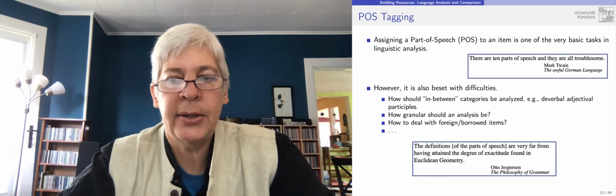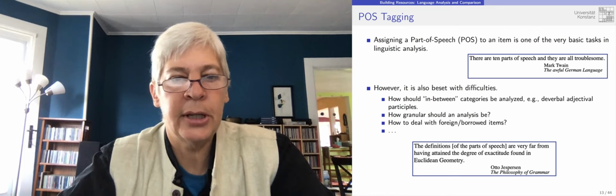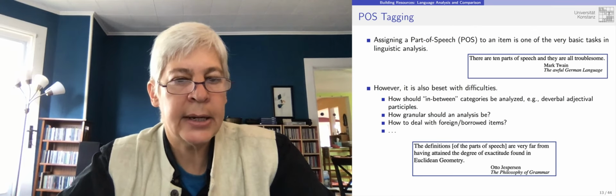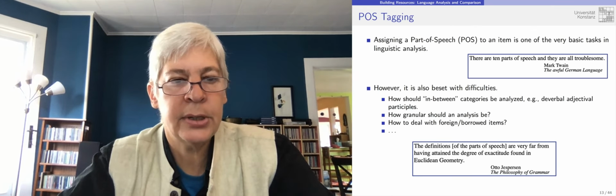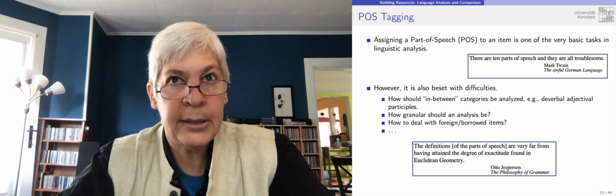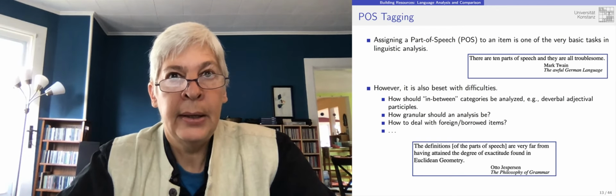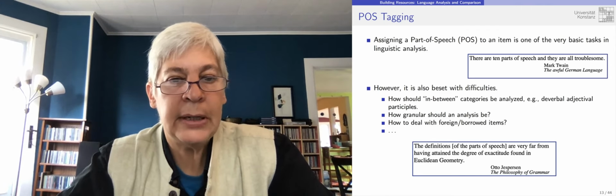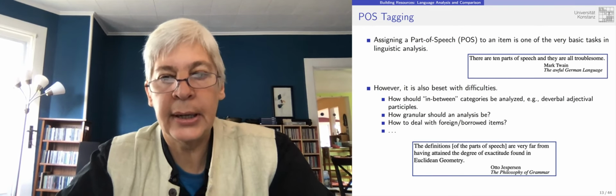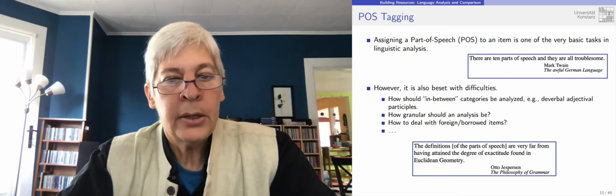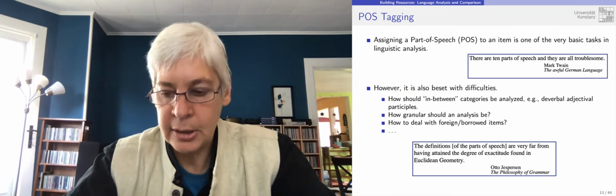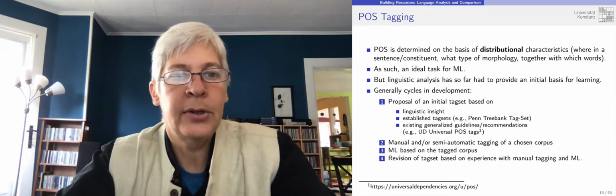There are many in-between categories, so things like deverbal adjectival participles: should they be verbs, should they be adjectives, should one have a new category, what should this category be called? This is actually a current issue in the Tamil resource development, because there was some tag that people decided to use in the Universal Dependencies treebank for Tamil, but this tag is clearly not satisfactory, and there's been some back and forth about how to fix it, but there doesn't seem to be a clear way forward, and I'll have to take a look at this as well. Then the question is how granular an analysis should be, how to deal with foreign or borrowed items, et cetera, et cetera. So there are many things one can spend a lot of time on resolving.